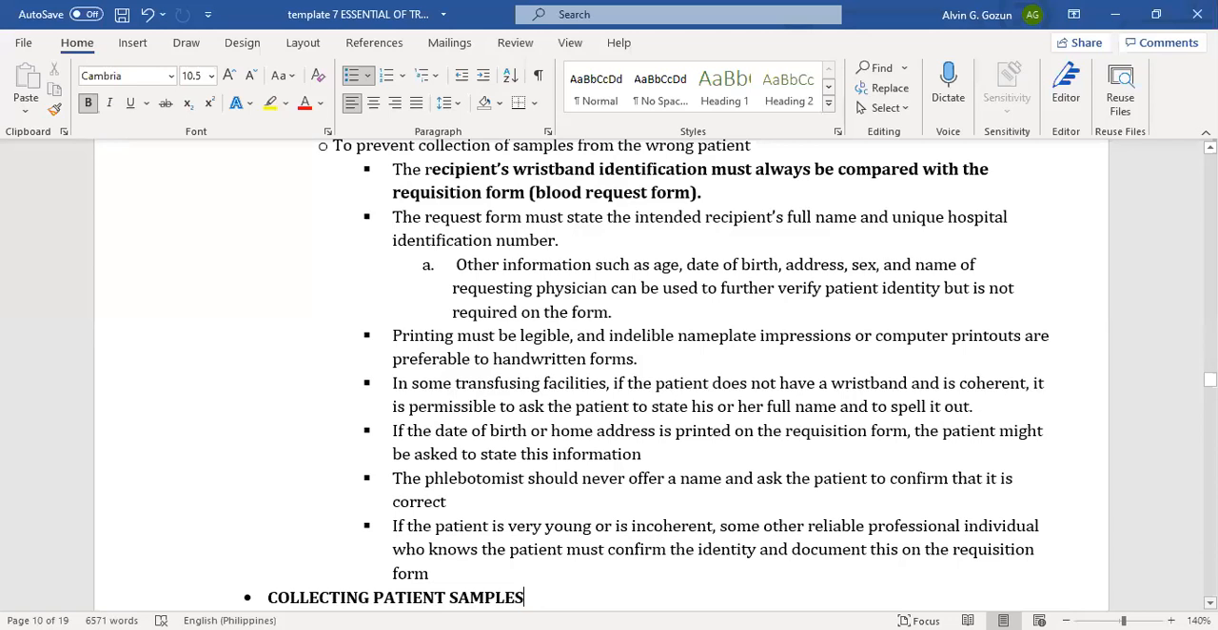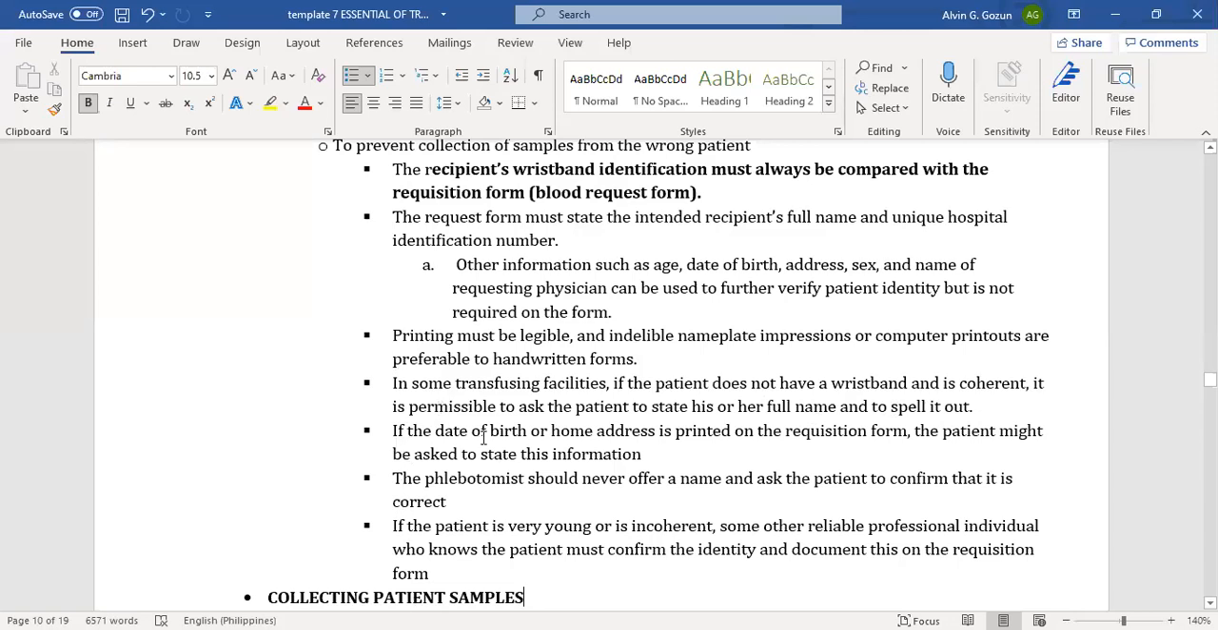So, syempre, yung printing dapat doon sa requisition form must be legible and indelible. Nameplate impressions or computer printouts are preferable to handwritten forms. So, mas okay kapag printed. In some transfusing facilities, if the patient does not have a wristband and is coherent, it is permissible to ask the patient to state his or her full name and to spell it out. Guys, lahat ng nilagay ko dito importante, so kailangan makinig.